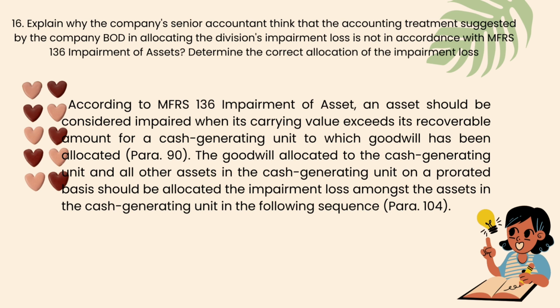According to MFRS 136 Impairment of Assets, an asset should be considered impaired when its carrying value exceeds its recoverable amount. For a cash generating unit to which goodwill has been allocated, the impairment loss should be allocated to the goodwill first, and then to all other assets in the cash generating unit on a prorated basis, in the following sequence.